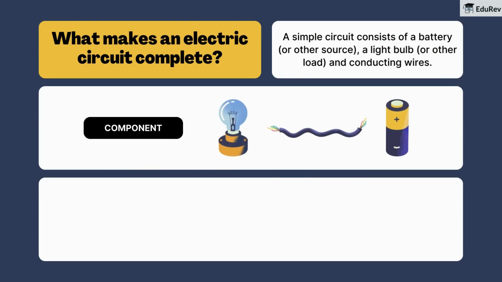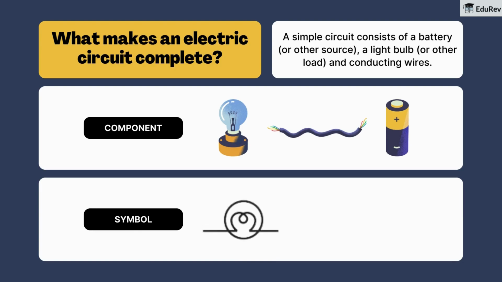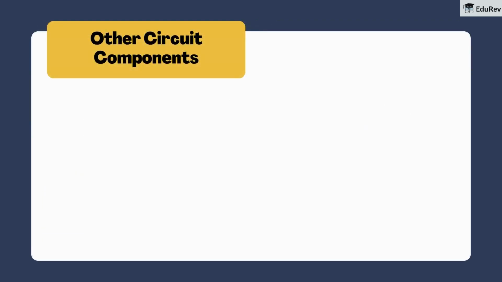and conducting wires. Also, in a circuit it is difficult to draw such components, so each electrical device has a symbol. Like, for bulb, we have. For connecting wires, we have. And for battery. Let's see other circuit components.